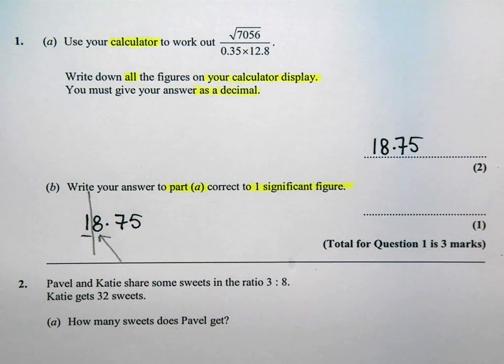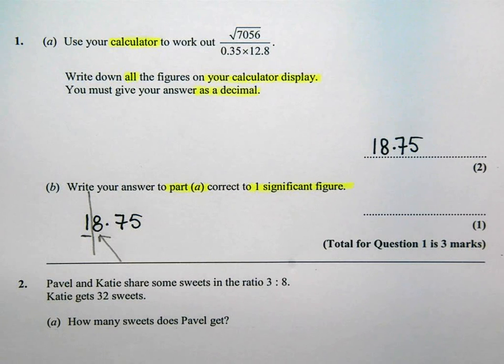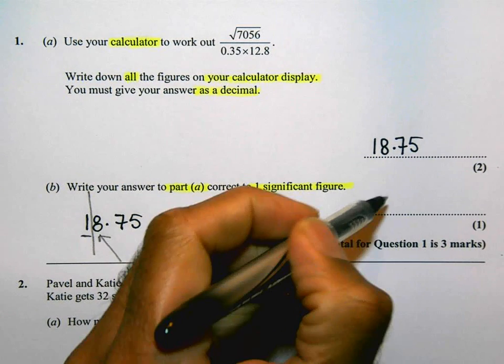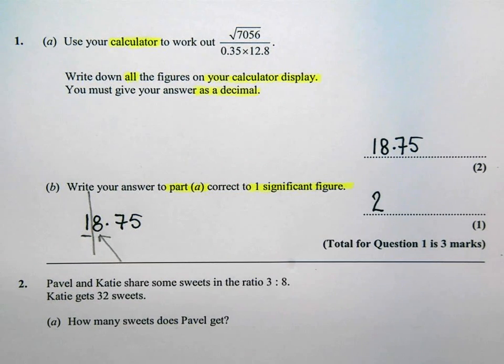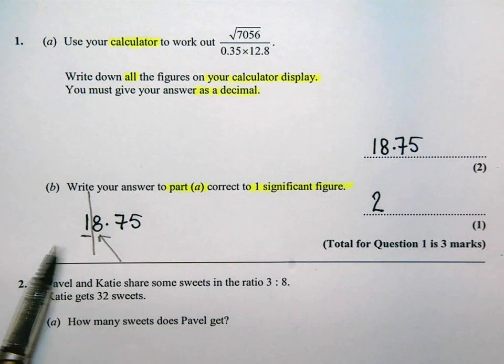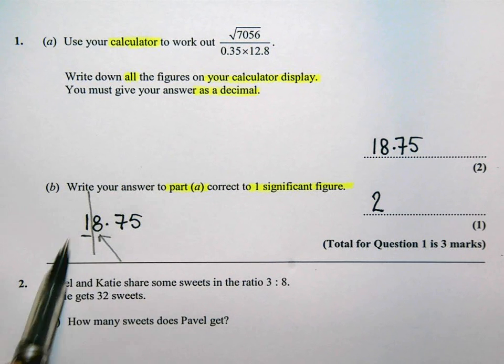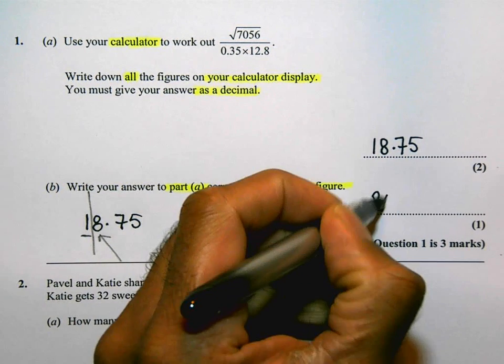That number is 5 or more. It is 8, so it is greater than 5. So what that means is I'm going to round up, and that 1 is going to become a 2. Now a lot of people would just leave it like that, but if you look at the size of this number, it's 18.75. 18, the 1 stands for 1 ten. When you round it up, it becomes 2 tens, or indeed 20, and that is the answer.